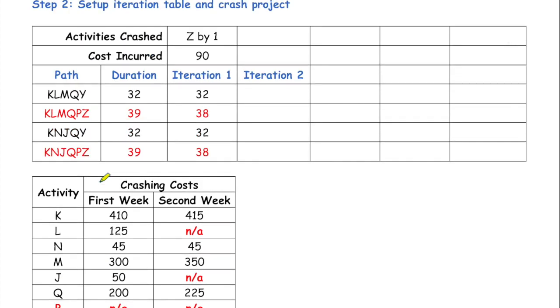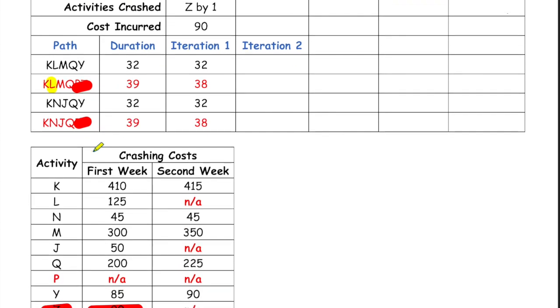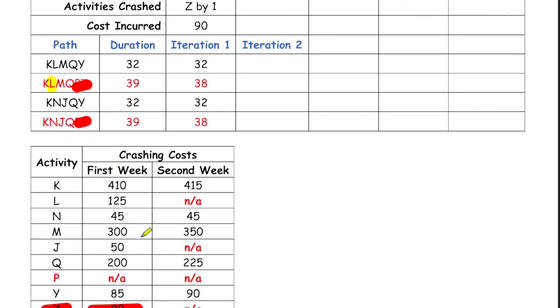So let's go on to the second iteration. In the second iteration, we're again looking at the cheapest way of reducing the duration of these two critical paths. I remind you that we're no longer able to crash activities P or Z. The next thing I would do is figure out the cheapest letter between K, L, M, and Q. So if we compare the costs of activities K, L, M, and Q, we can see that the cheapest activity is activity L. On the second critical path, we compare the costs of K, N, J, and Q, and between those activities, we can see that N happens to be the cheapest one at a cost of 45.